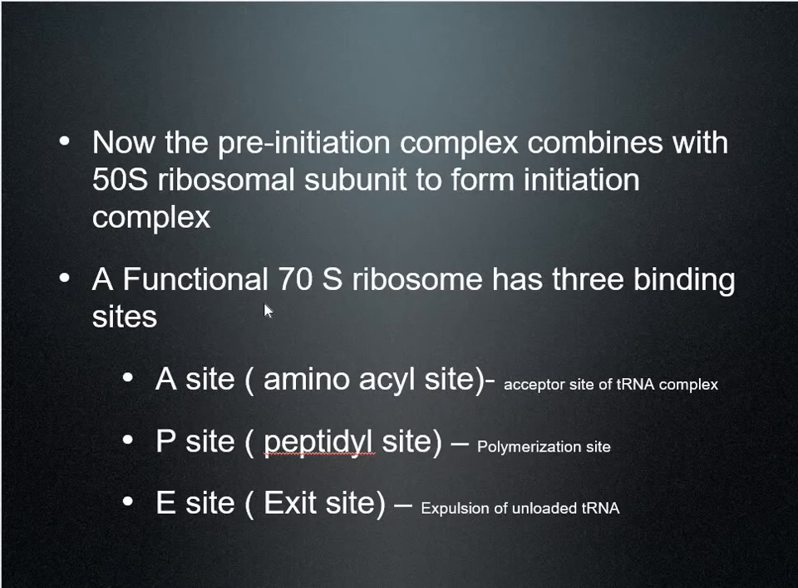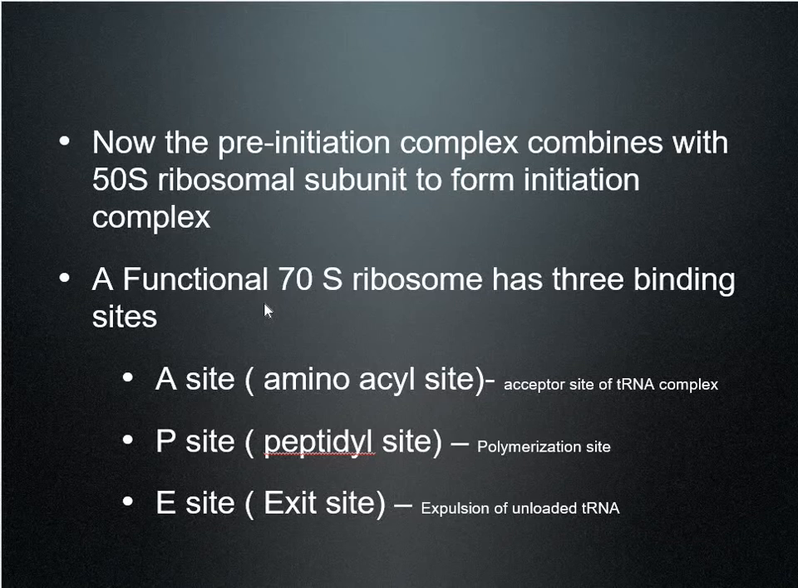Classically speaking, mRNA forms a complex with the smaller subunit and one initiation factor. tRNA forms a complex with the amino acid, and that needs energy, so GTP is there and another initiation factor is also associated. Now, once the pre-initiation complex is formed, the larger subunit of the ribosome comes and fuses to the smaller subunit to form a complex.